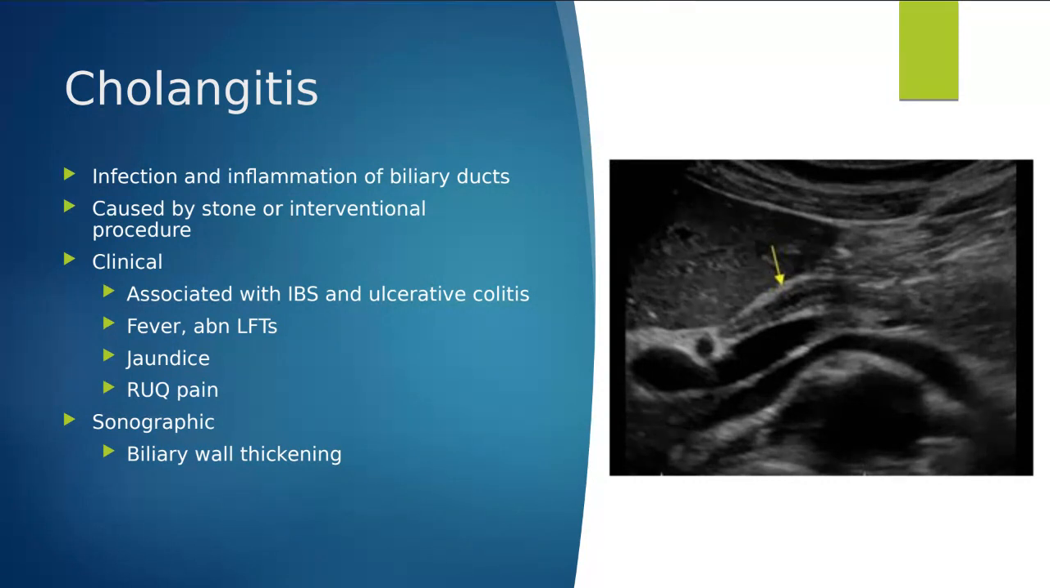Clinically, it's going to be associated in patients who have IBD and UC, ulcerative colitis. These patients are going to have typical symptoms of an infection or inflammation: fever, abnormal LFTs, jaundice, right upper quadrant pain. On ultrasound, the biliary wall is going to appear thickened. Remember, not the gallbladder wall. This is not the gallbladder. This is the biliary wall. So the CBD is going to appear thickened.